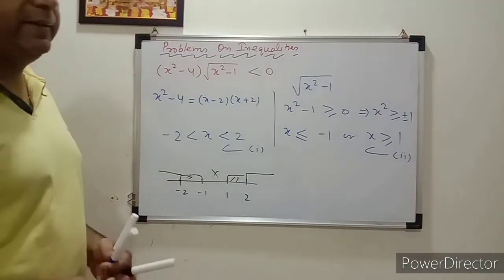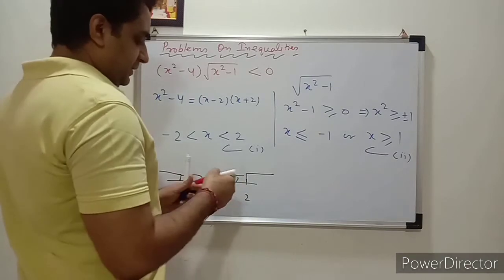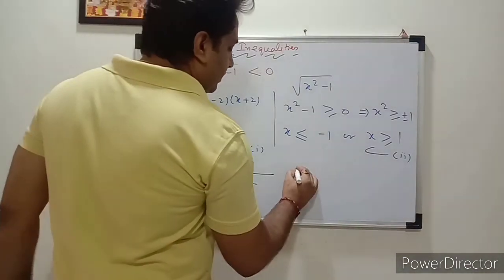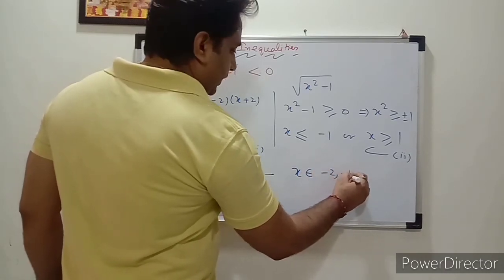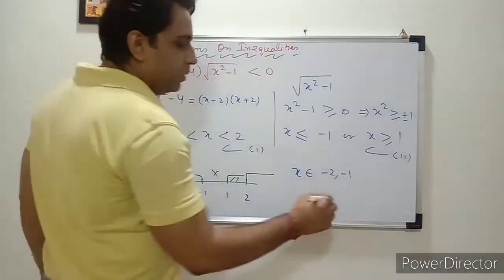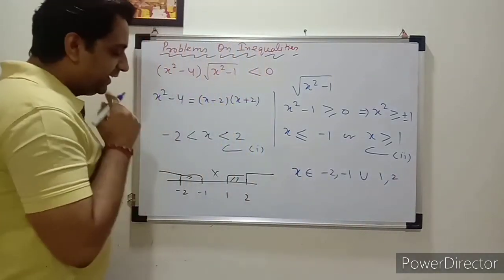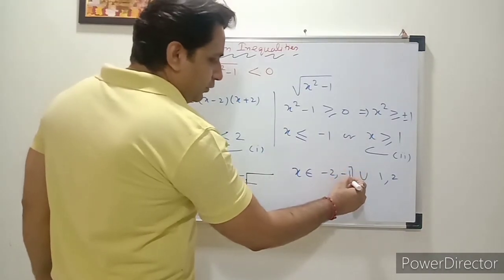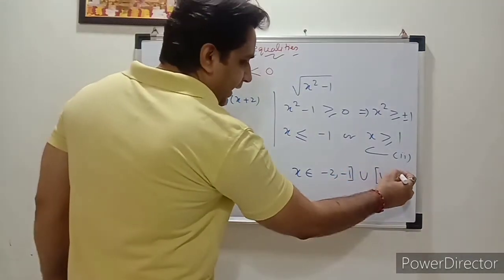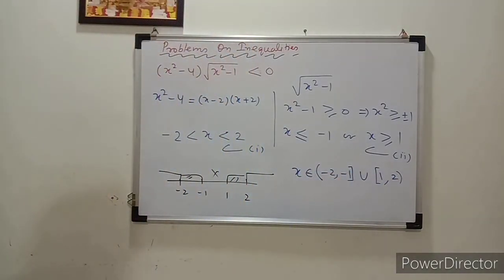So how can you write that? What is the x interval? x belongs to −2 to −1, and I'm not putting the bracket now, and union 1 to 2. But one thing you can see is that here the equal to sign is not there, here the equal to sign is there. It means −1 we have to take, 1 we have to take, and at the end it is open. So −2 to −1 and union of 1 to 2.